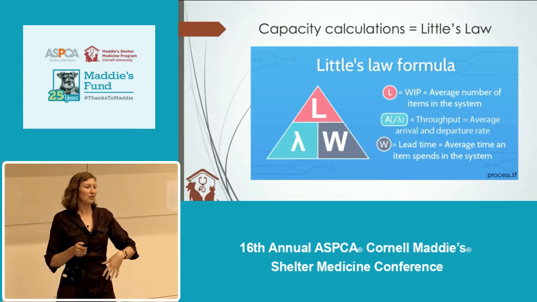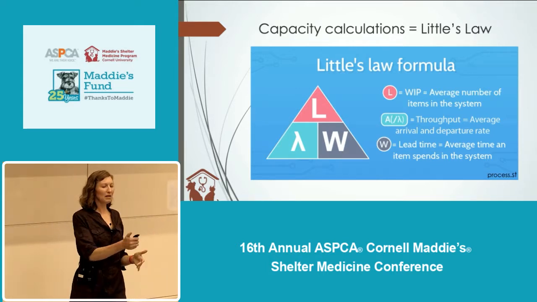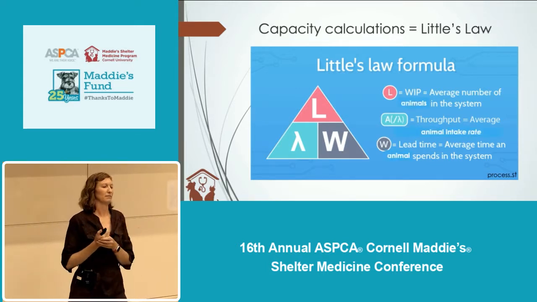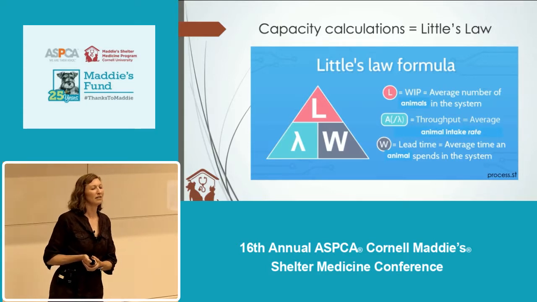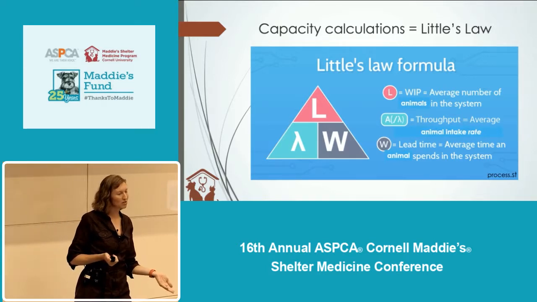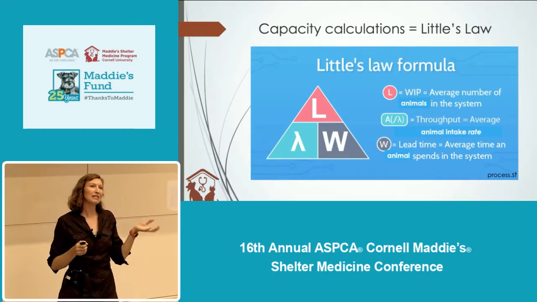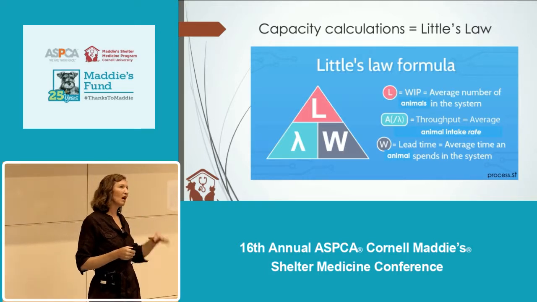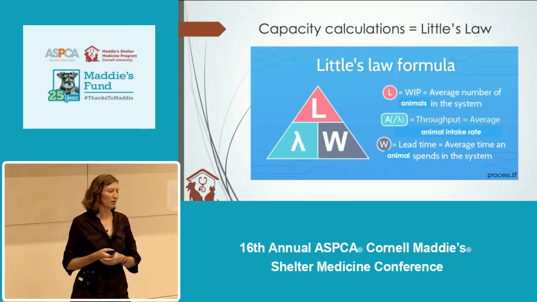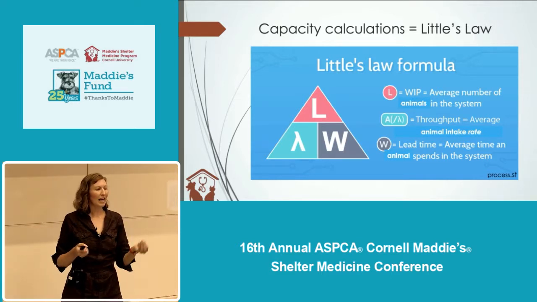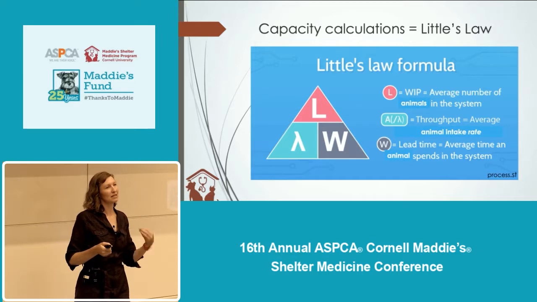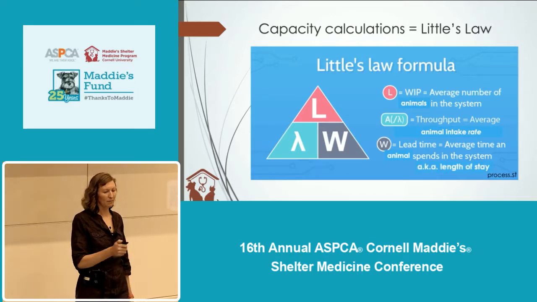And you can read these, so the average number of items in the system, but I'm going to make them a little bit more shelter-friendly. So there you go. The average number of animals in the system, we just talked about L, so that's in that shelter box, right? And then the animal intake rate, that's those animals coming in from all the different sources that they come in from. And then W is that average time an animal spends in the system. That's that length of stay, right?